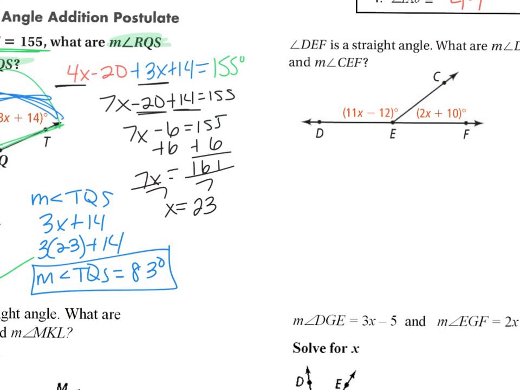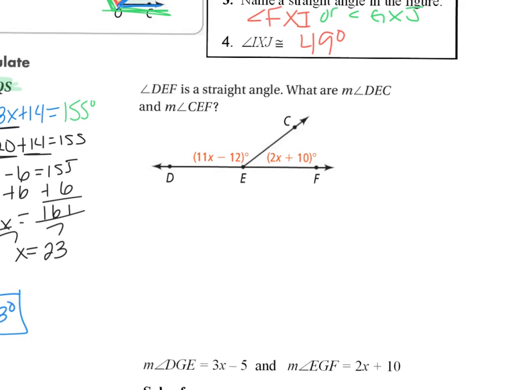Okay, the next problem. If DEF is a straight angle, so if you think straight angle, think 180 degrees, what are the measurements of DEC and CEF? So we have two questions that we're trying to answer. So the whole thing is 180. I'll do that in green.